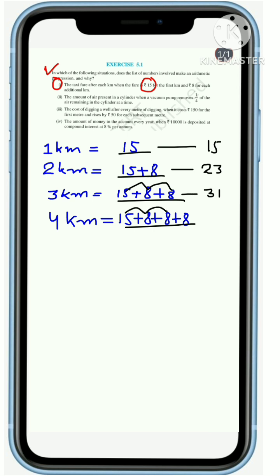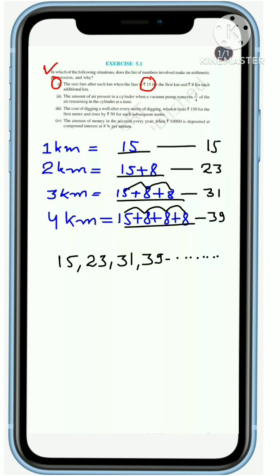Now 31 plus 8 is 39. In this way here we have obtained list of numbers 15, 23, 31, 39, and it continues infinitely. Now we have to check if it is an AP or not, right?